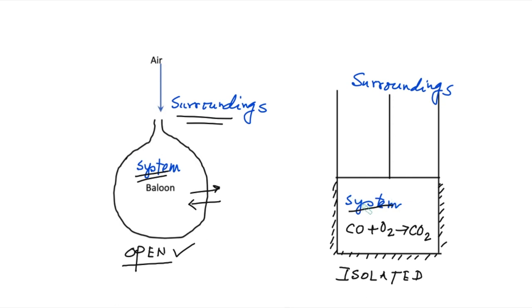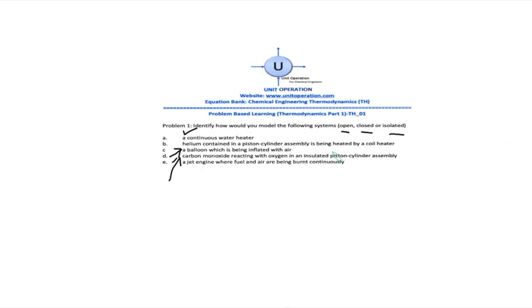So in this particular case, there is no exchange of mass between the system and the surrounding, and there is no exchange of energy between the system and the surrounding since there is insulation here. So this is a typical example of an isolated system. Let's go to the next example here, which is a jet engine where fuel and air are being burnt continuously.